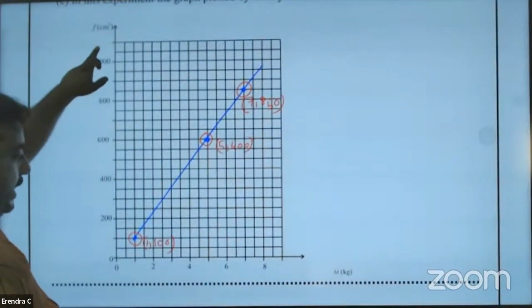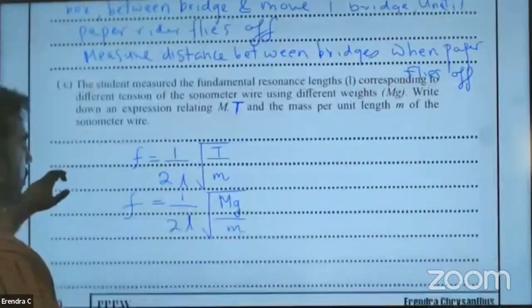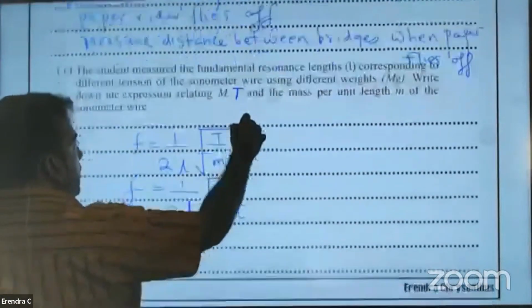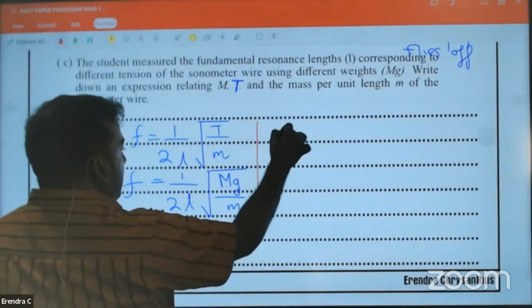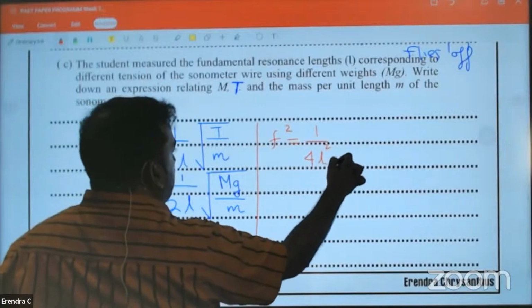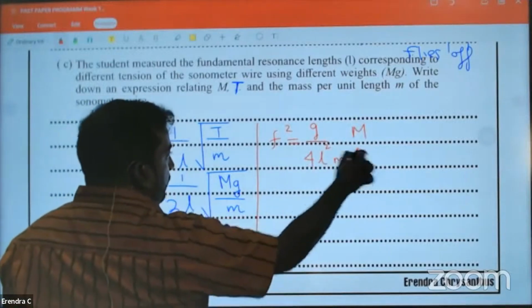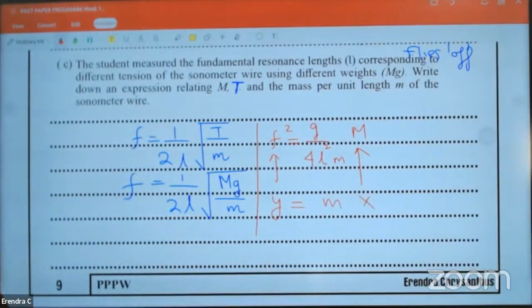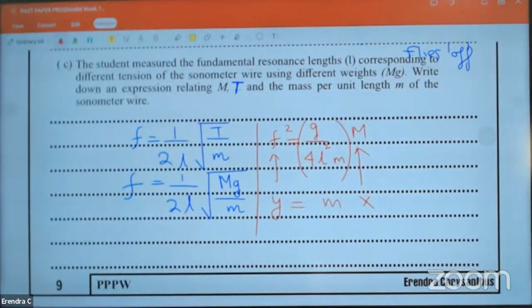F squared against m kilogram. So if I rewrite this, I want the equation. F squared is equal to 1 over 4L squared times simple M, G times capital M. This graph is of the form y is equal to mx. Let me complete this. This is your gradient.